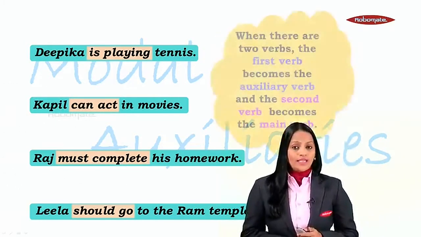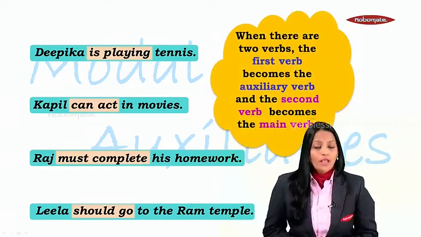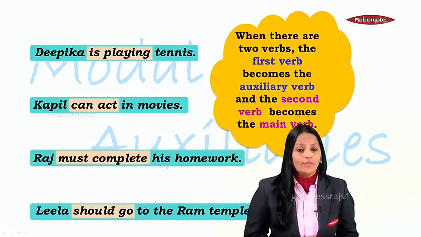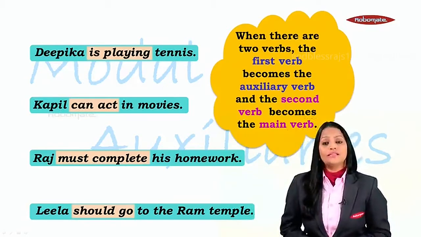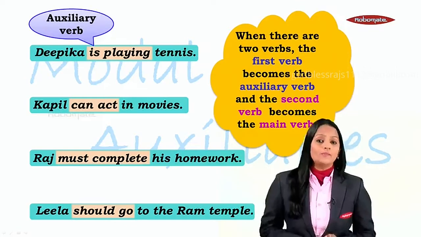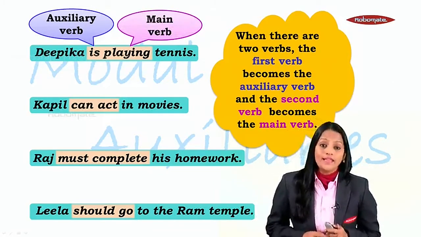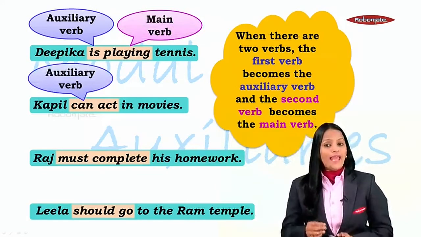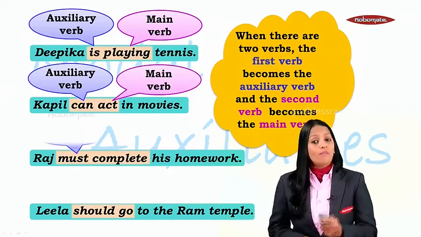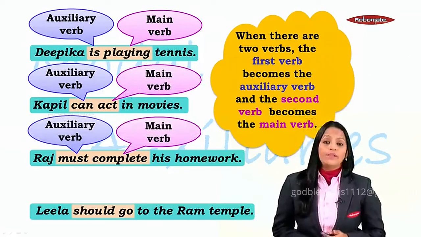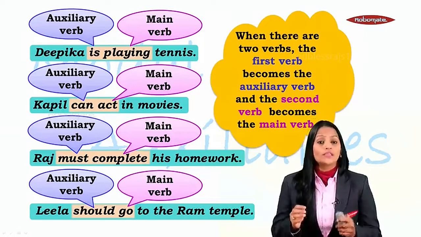So now, students, we study that whenever there are two verbs in the sentence, the first verb is always the auxiliary verb or the helping verb, and the second verb is the main verb. Let's look at these examples. Okay, Deepika is playing. So is the first verb, therefore it is the auxiliary verb, and playing is the next verb, so it is the main verb. Can act, the first verb, auxiliary can, and act is the main verb. Must complete, must is the first verb, auxiliary, so complete is the main verb. And should go, should is the auxiliary and go is the main verb.